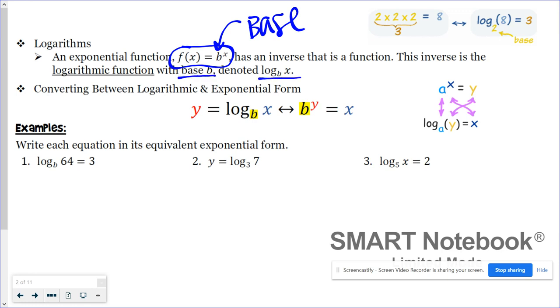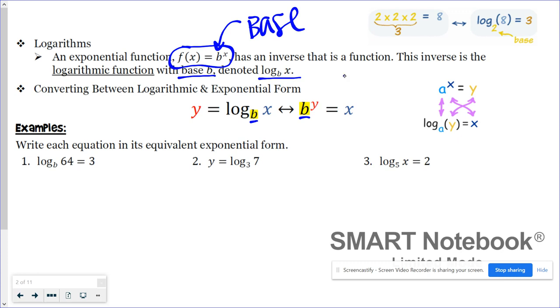Now, because they are inverses of one another, I can convert from exponential form to logarithmic form and from logarithmic form to exponential form. Okay, so let's see how this is done. So remember, b is always representing the base of our exponential function, the base of our logarithm. So look, base of the log, base of the exponential. So the base is always going to be the base.